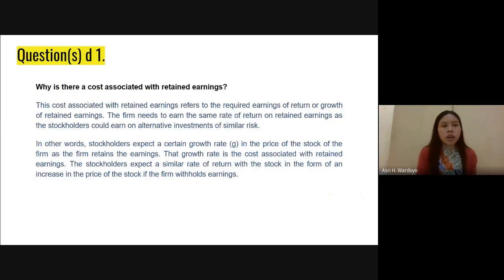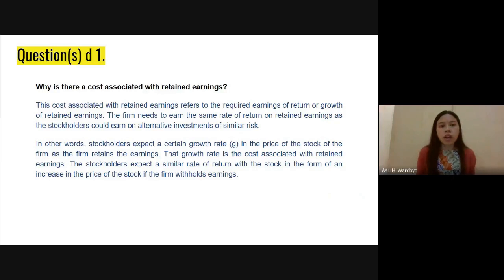Question D number 1. Why is there a cost associated with retained earnings? So this cost associated with retained earnings refers to the required rate of return or growth of retained earnings. The firm needs to earn the same rate of return on retained earnings as the stockholders could earn on alternative investments of similar risk. In other words, stockholders expect a certain growth rate in the price of the stock of the firm as the firm retains the earnings.